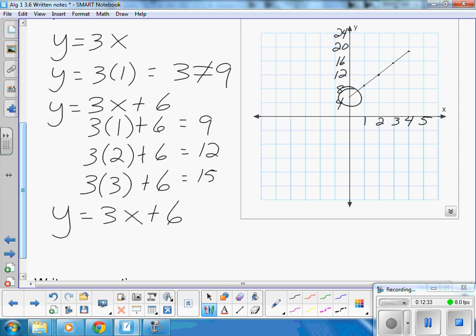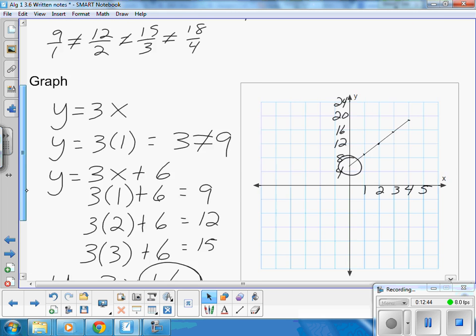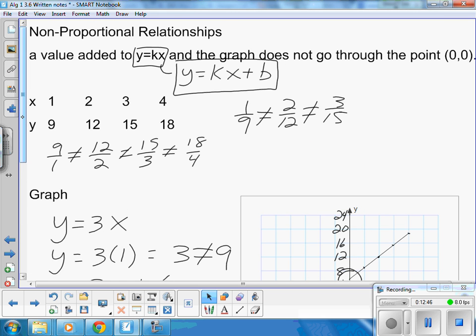Notice this is not y equals 3x. Again, we are adding some value. So again, we are showing that it is non-proportional.